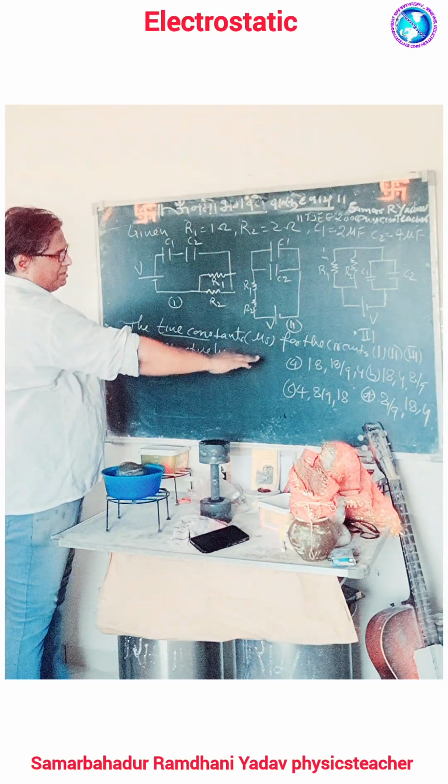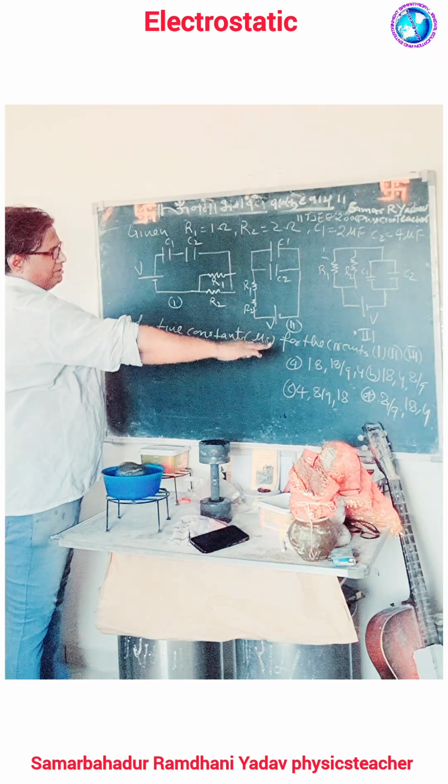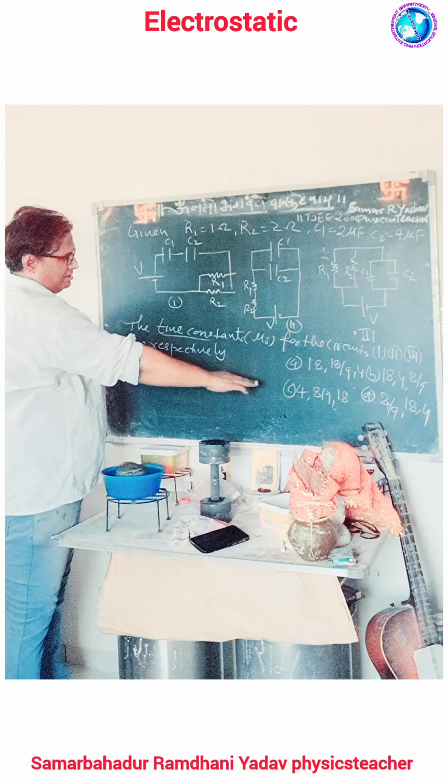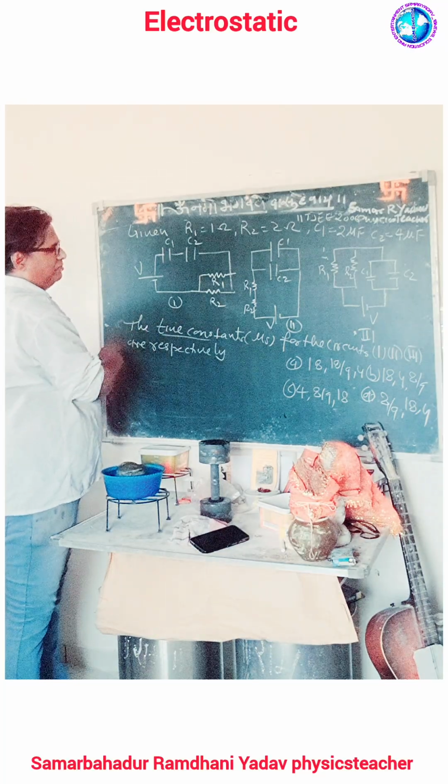Four options are given: A, 18, 18 upon 9, 4; B, 18, 4 and 8 upon 9; C, 4, 8 upon 9, 18; and D, 8 upon 9, 18 and 4.